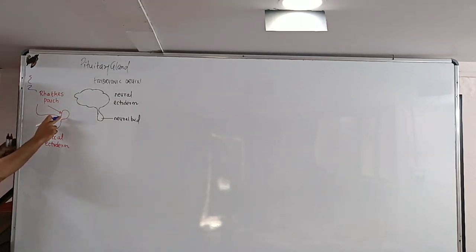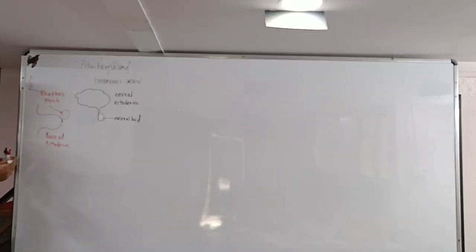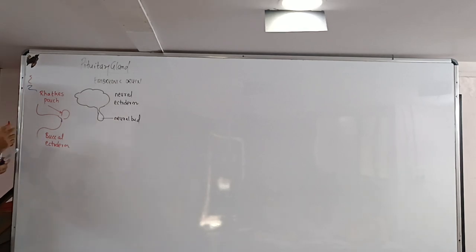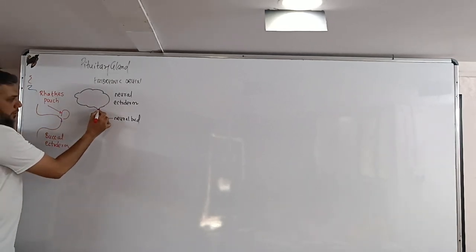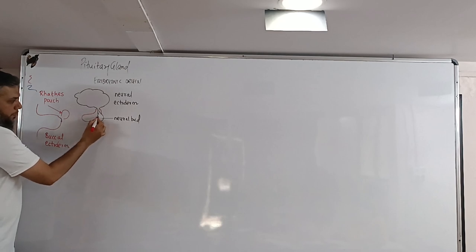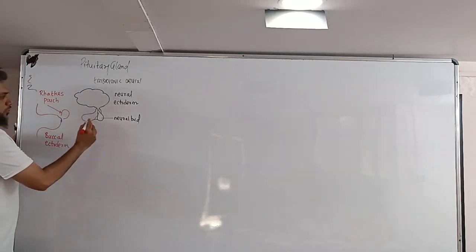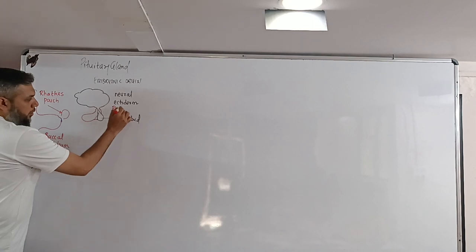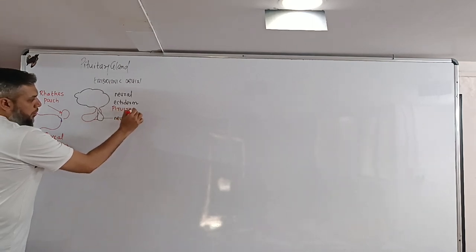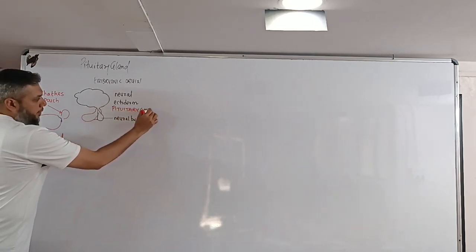Now the Rathke's pouch gets detached from the buccal ectoderm and it goes and gets attached to the neural bud, and that results in the formation of your pituitary gland.